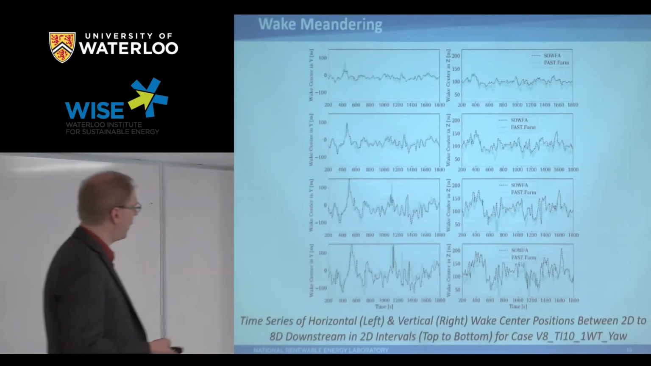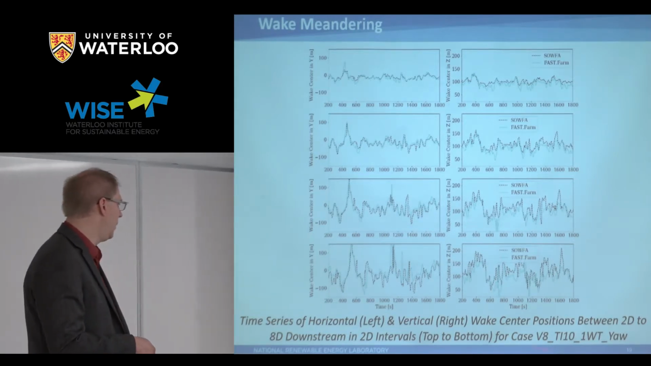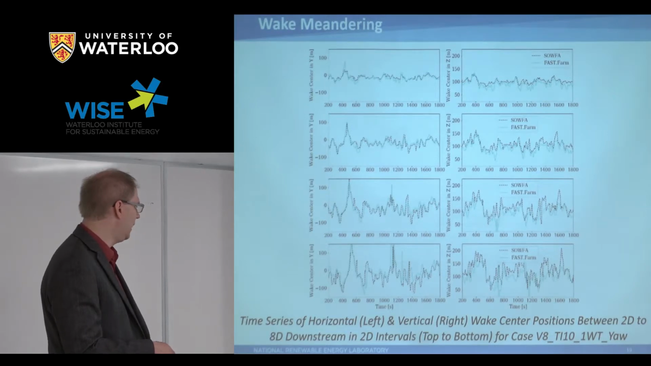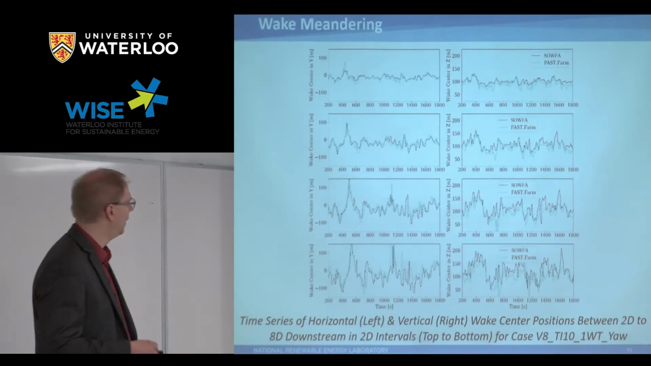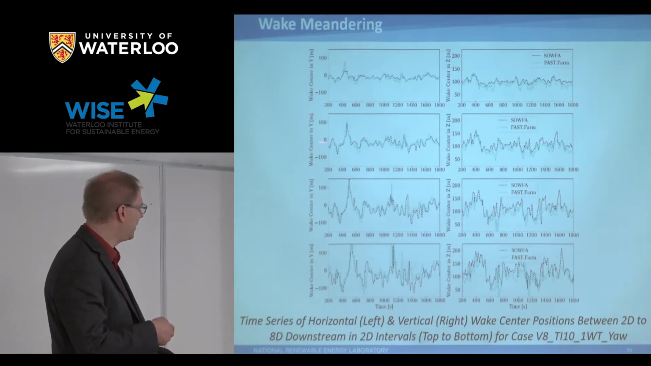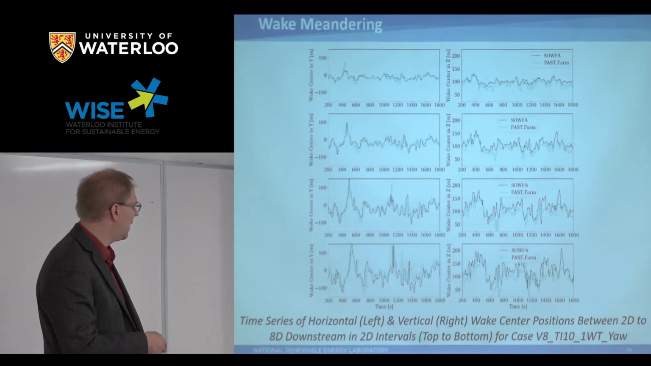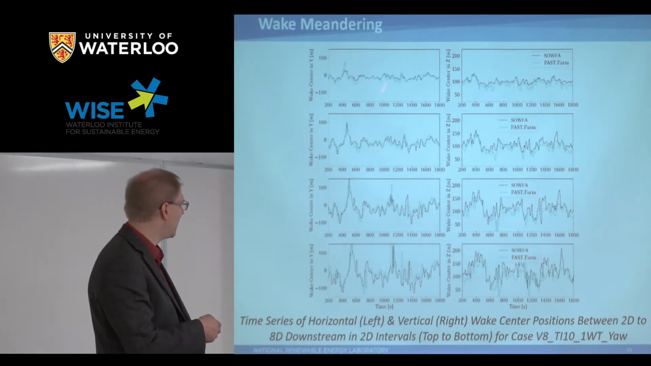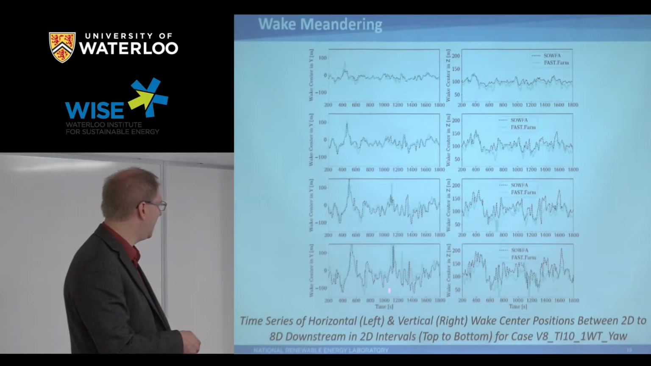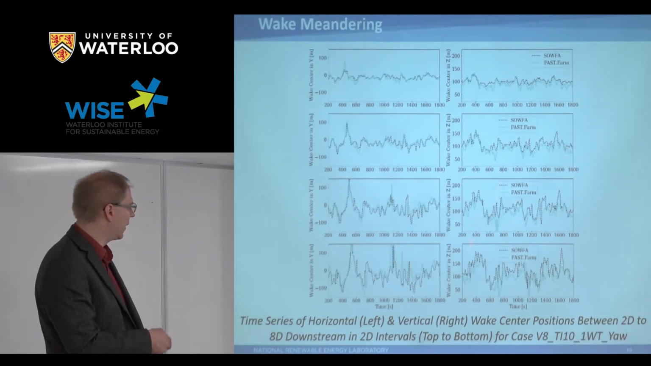If you start looking at more wake details now, what I'm showing here is a case with one turbine and a yaw angle of 10 degrees, 8 meters per second, 10% TI. What I'm showing here is basically what the wake meandering looks like. This is the horizontal meandering, so left, right, where the wake center is as a function of time. So this is at 2D, 4D, 6D, and 8D downstream. So this is as a function of time what the wake is doing, horizontally here, and vertically here.